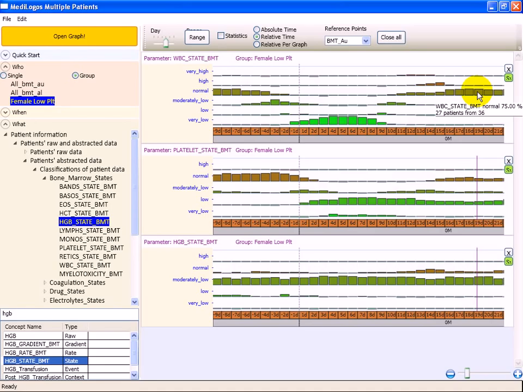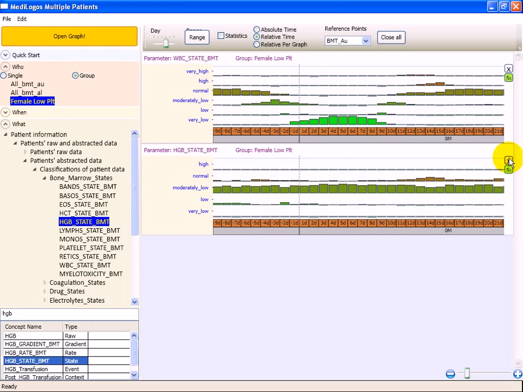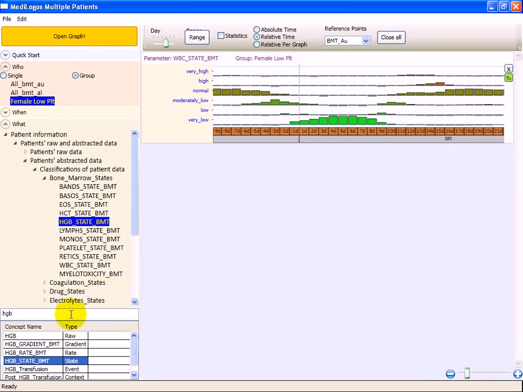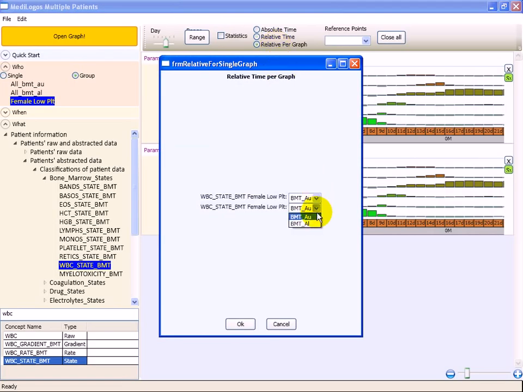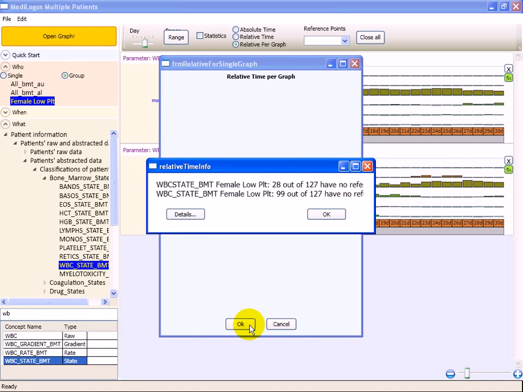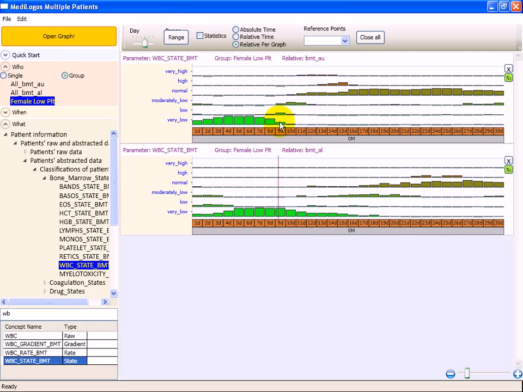Another important technology is our association graphs. These show the relationships between different data sets and can be seen in a separate movie. For now, we would like to compare patient results between two types of operations. We will now open another WBC state graph and select the relative time for an operation entitled BMT-AU and another one for an operation entitled BMT-AL. As you can see, some patients did not meet the criteria.